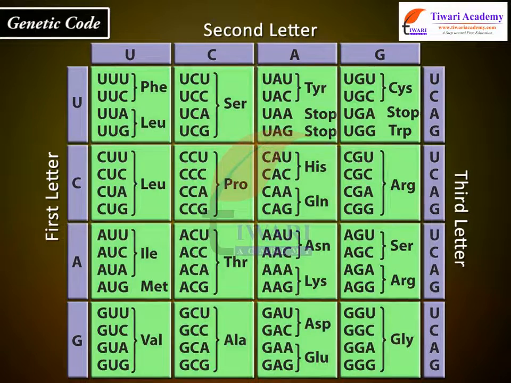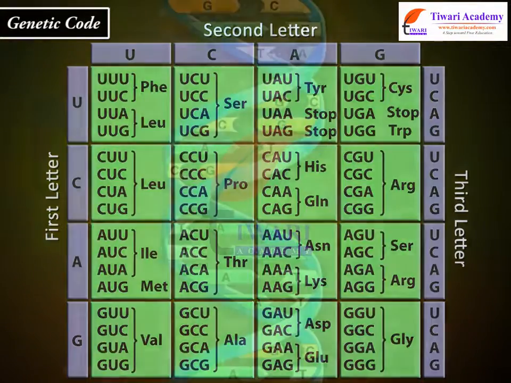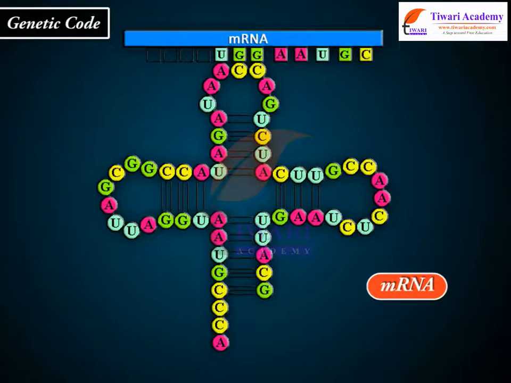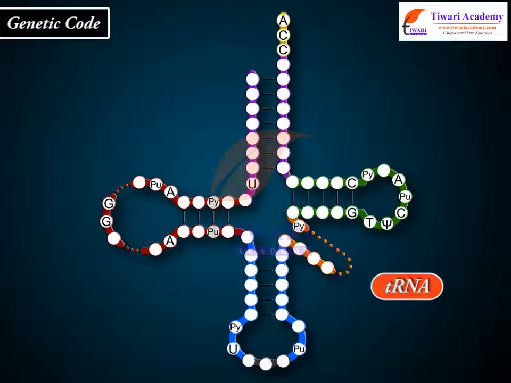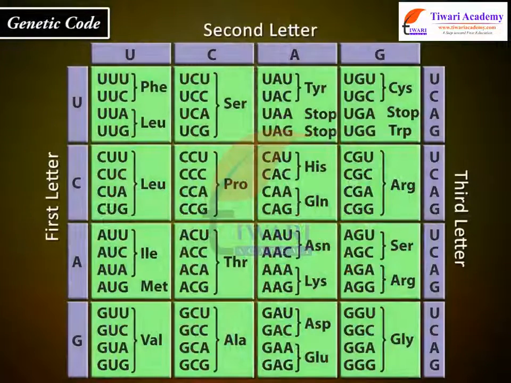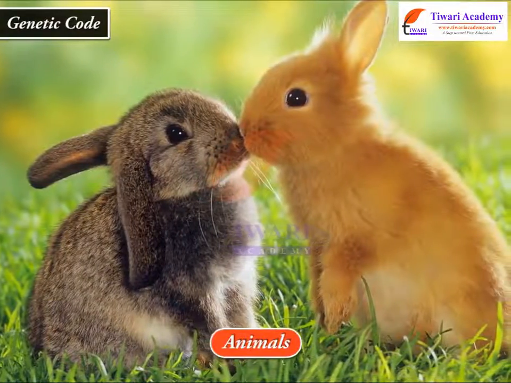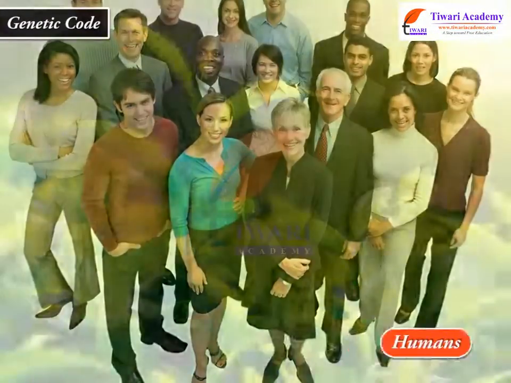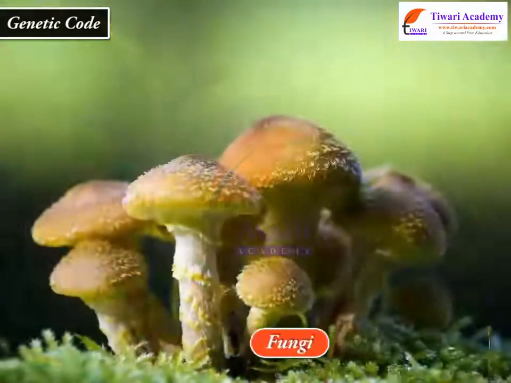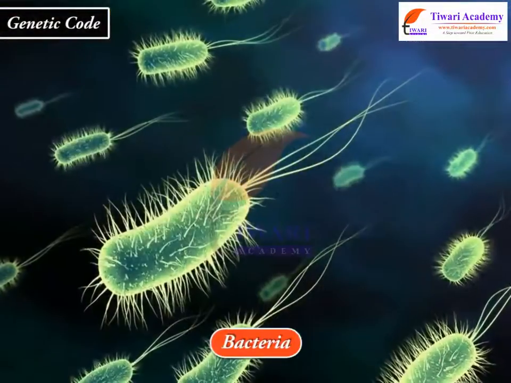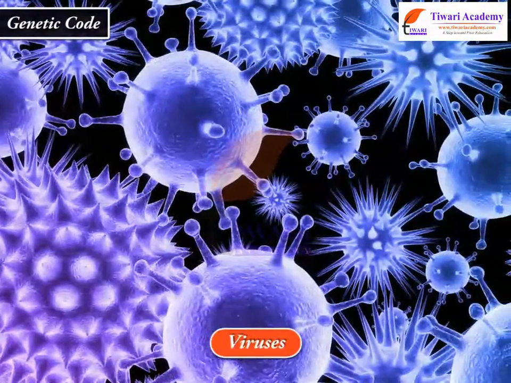It is known as universal because it is used by all known organisms as a code for DNA, mRNA, and tRNA. The universality of the genetic code is used in animals, including humans, plants, fungi, archaea, bacteria, and viruses.